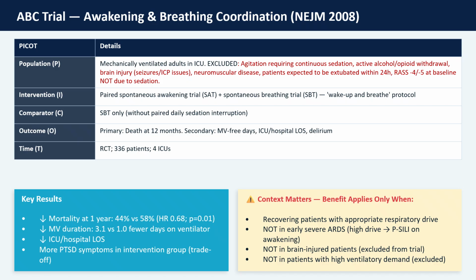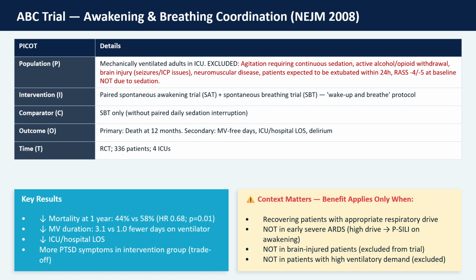Similarly, the ABC study. Again, here you are trying to give a spontaneous awakening trial with a spontaneous breathing trial. So basically, you are telling the patient to wake up and breathe. Again, the exclusion criteria are very similar. So these study results are not to be extrapolated to critically ill patients with early severe ARDS, or neurologically ill patients, or patients with alcohol withdrawal, where the patient requires deeper sedation, requires recruitment, and you want to avoid patient self-inflicted lung injury. If you give a break of sedation to these patients early in the course, it can lead to a harmful effect.